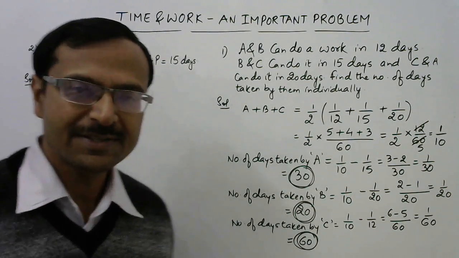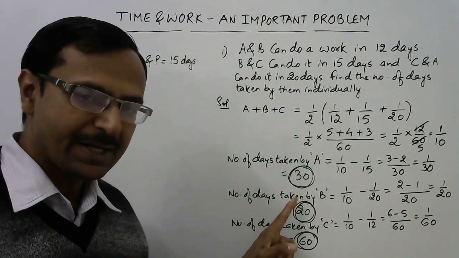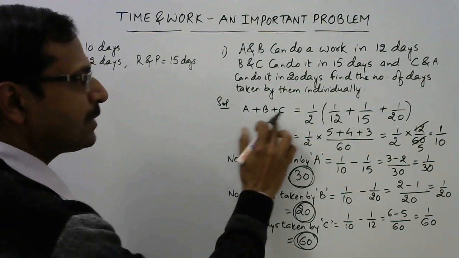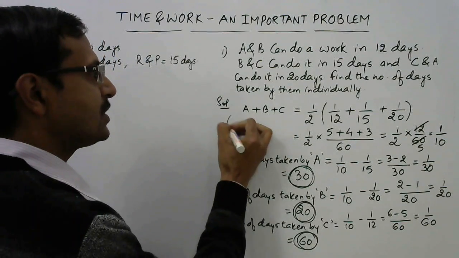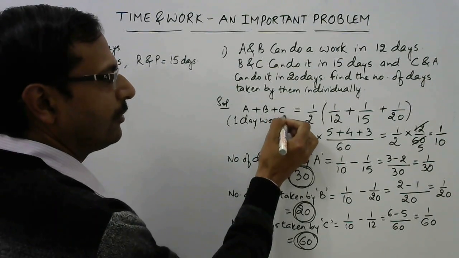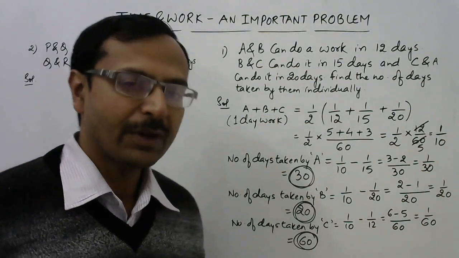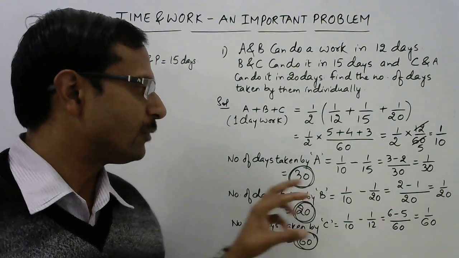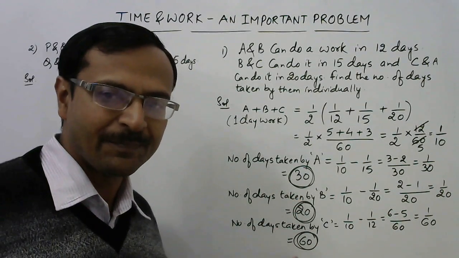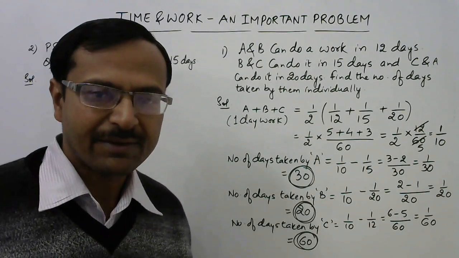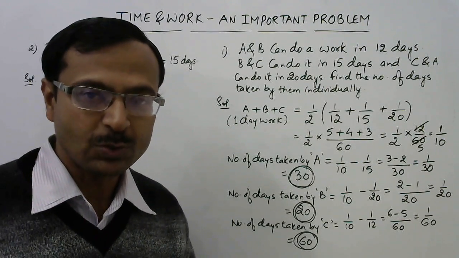So the three answers are 30 days, 20 days and 60 days. This A plus B plus C is the 1 day work when all three of them work together. So if you take the reciprocal, this will give you the number of days. Very easy concept. I have written all the steps. That is why I have consumed so much time in explaining it to you.